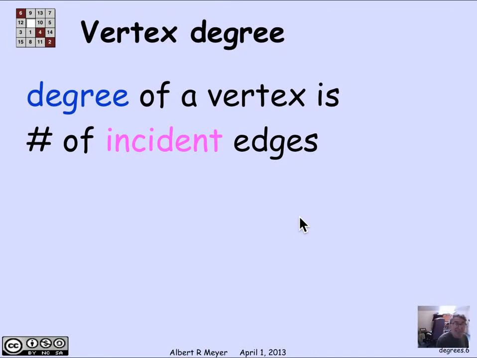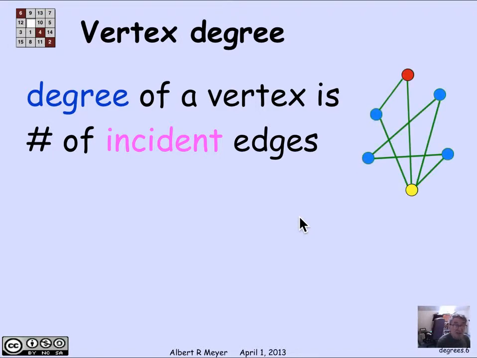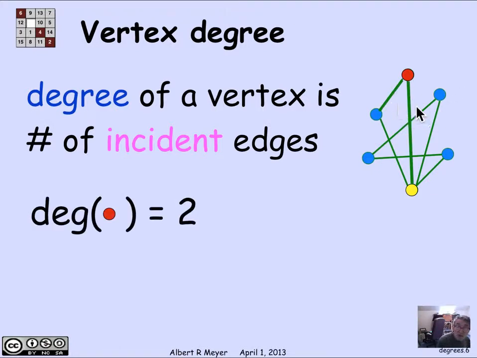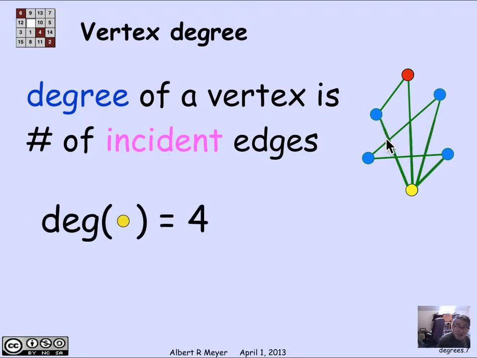Now, a basic concept in graph theory, which we're going to make a little bit of in this video segment, is the idea of the degree of a vertex. The degree of a vertex is simply the number of incident edges, the number of edges that touch it, the number of edges for which it's an endpoint. So let's look at the red vertex. There are 2 edges incident to the red vertex, so its degree is 2. Okay, let's look at the yellow vertex. Here there are 4 edges incident to the yellow vertex, so its degree is 4.